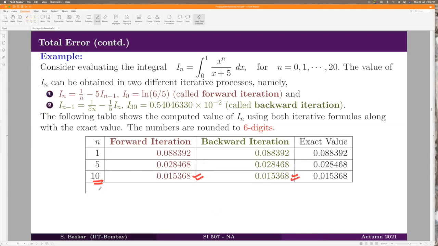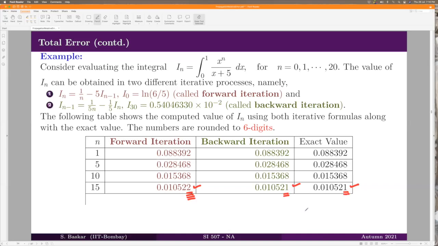Next we do 11, 12, 13, 14, and when we reached 15, we got the value of the integral of x to the power of 15 divided by x plus 5 dx, and using forward iteration we got this value. Using backward iteration we got this value, and the exact value is this. You can see that there is a slight error popping up in the forward iteration formula, whereas backward iteration was working well when compared to this exact value.